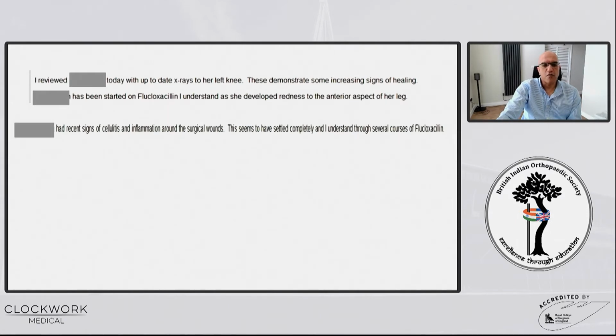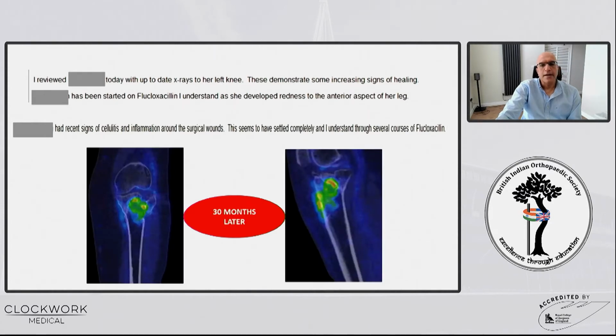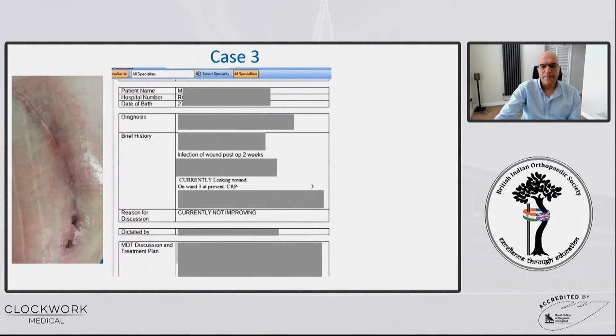She comes back at about 4 or 5 months, and it says, had recent signs of cellulitis and inflammation, but these were settled completely through several courses of flucloxacillin. And you know what's going to happen next, right? Suppress for another 3 months, and then we'll remove the plates when the fracture heals, and we'll see how you get on. And this is 30 months after the initial trauma, with full-blown raging osteomyelitis that is not settled after removal of the plates and screws. And she now needs a medial gastroc flap and very aggressive debridement of her osteomyelitis.